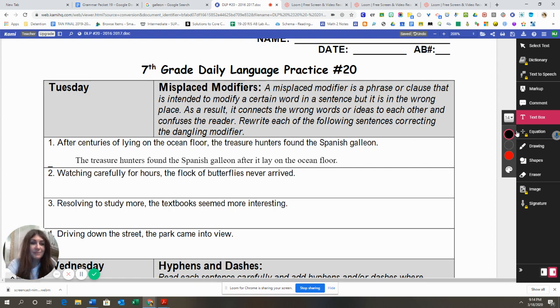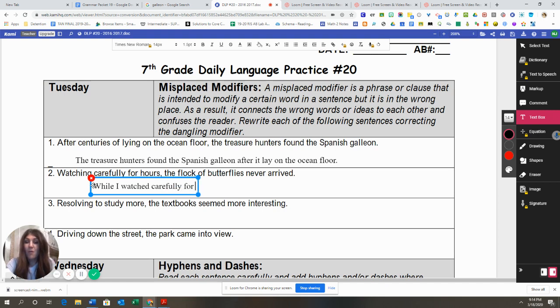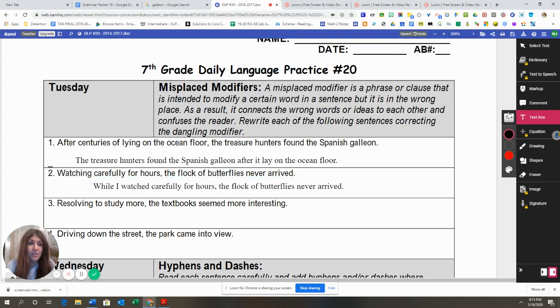Let's see if we can do this again. After watching carefully for hours, the flock of butterflies never arrived. Who was watching carefully for hours? I've got to clear that up for my reader. So let's pretend that I was. While I watched carefully for hours, the flock of butterflies never arrived. Bummer, right? Spent that whole time waiting and watching.